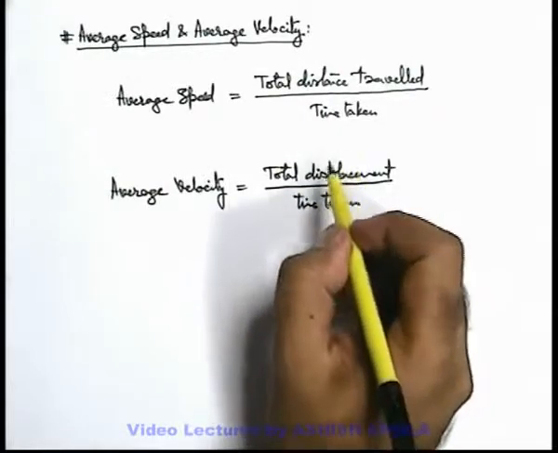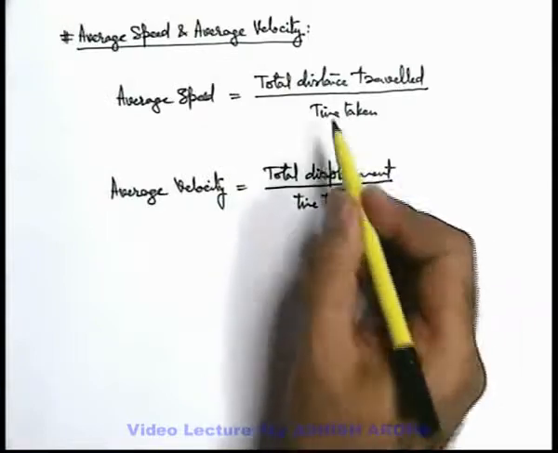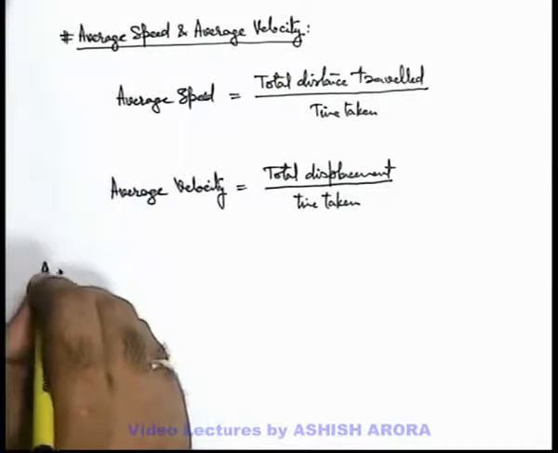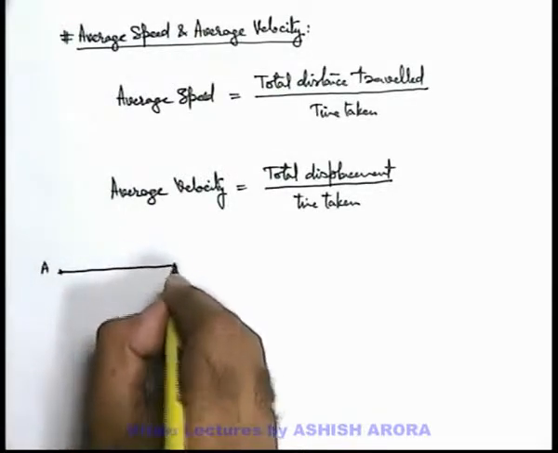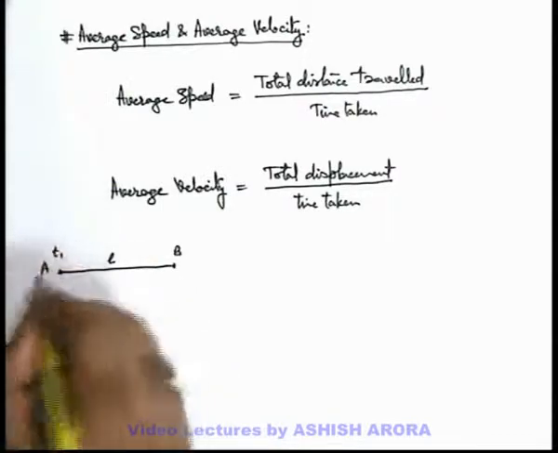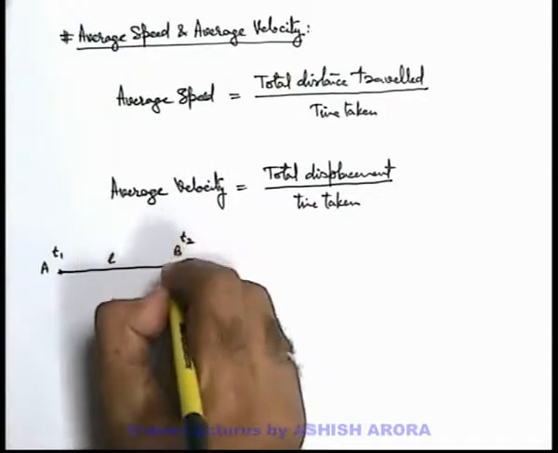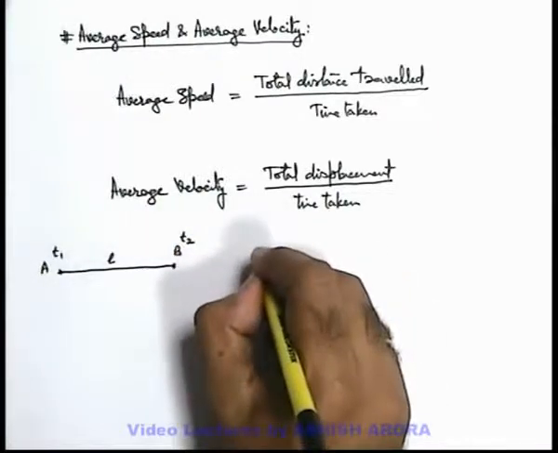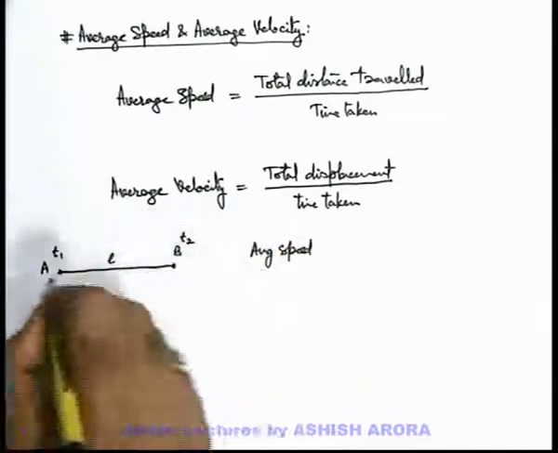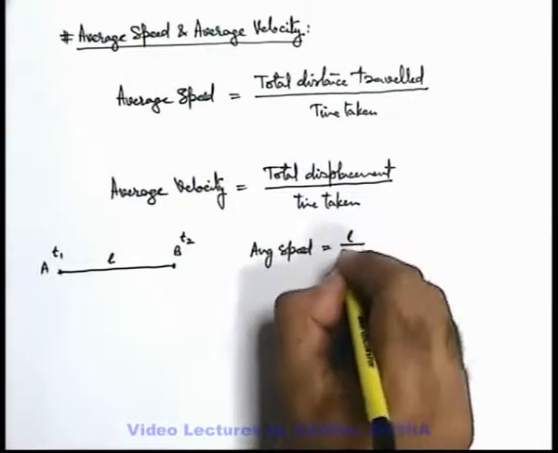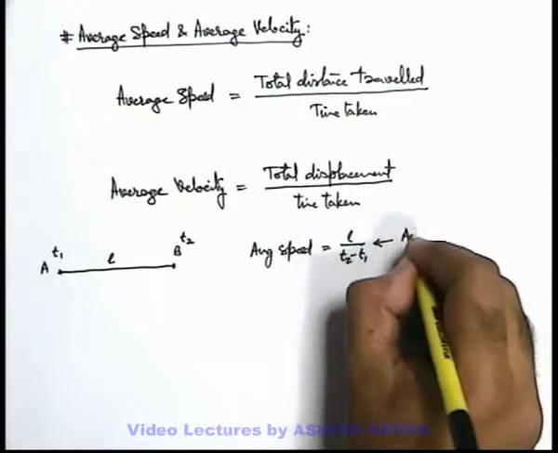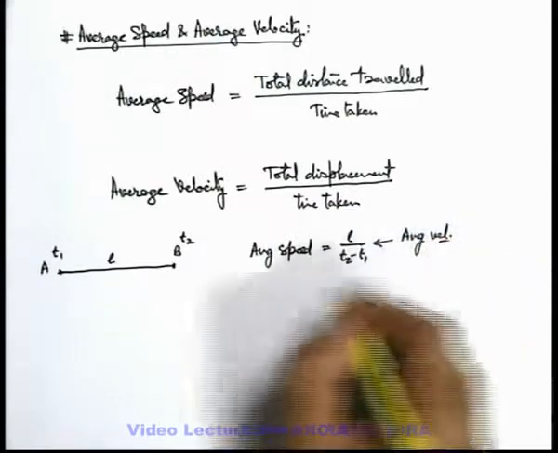When a particle is moving in a single direction, then there won't be any difference between average speed and average velocity. For example, a particle starts from point A, goes to point B, situated at a distance L, and say at time t1 it was at position A, and at time t2 it was at position B. Average speed in going from A to B can be simply written as L by t2 minus t1. And the same will be the average velocity. There won't be any difference in average velocity and average speed.